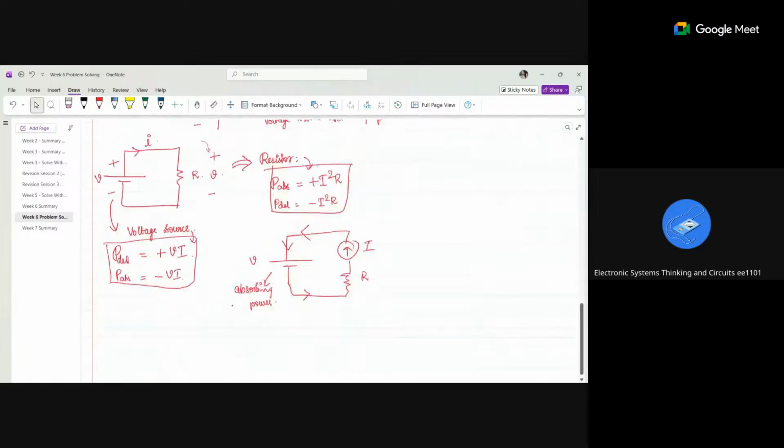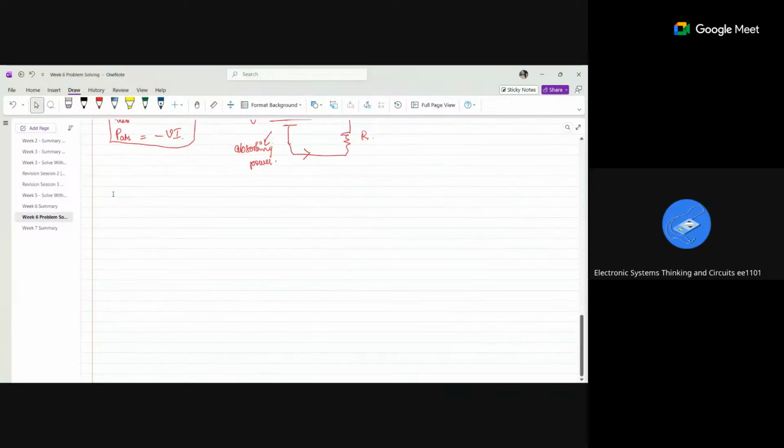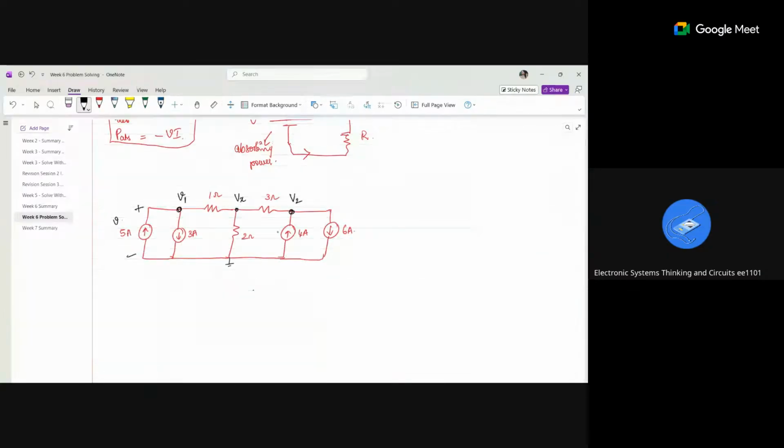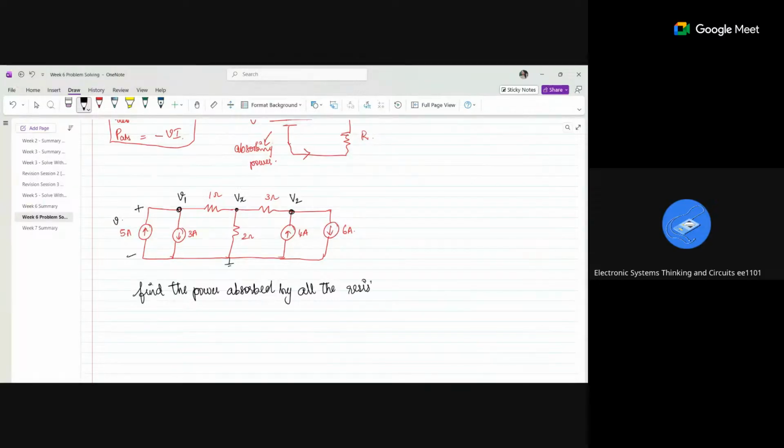So in the same question, find the power absorbed by all the resistors. We have already found V1 is equal to 2 volts, Vx is equal to 0 volts. You can find V2, then find the power absorbed by all the resistors. That is basically the sum of power absorbed by the 1 ohm resistor plus the 2 ohm resistor plus the 3 ohm resistor. Tell me the value.